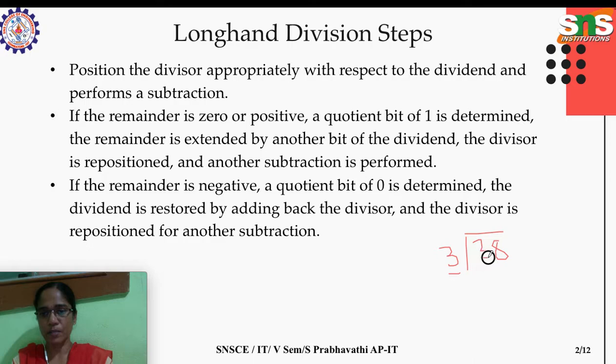First we take a one digit number of the dividend and subtract the divisor from it. What do we get? The answer is -1. So -1 means there is no quotient, and we need to restore this value. By looking at 3 and 2, we visualize that 2 can't be divided by 3, and we take the 2 digit number.